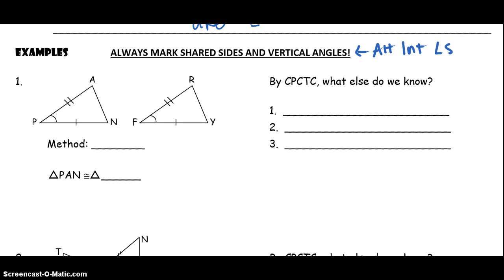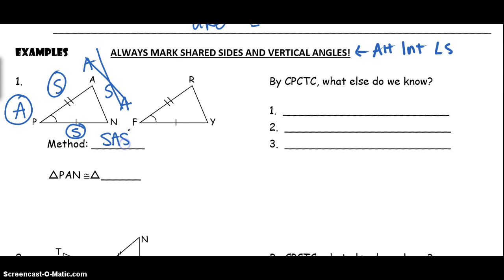Are there any shared sides? No. Are there any vertical angles? No. Are there any parallel lines that give you alternate interior angles? No. So we're good. So we're going to go ahead and we're going to write A next to every angle and S next to every side. And then we're going to circle the letters of the things that are marked. This is marked, this is marked, this is marked. So don't go this way, okay? That's the long way. What do you have here? SAS, and that is a method. So we're good to go.